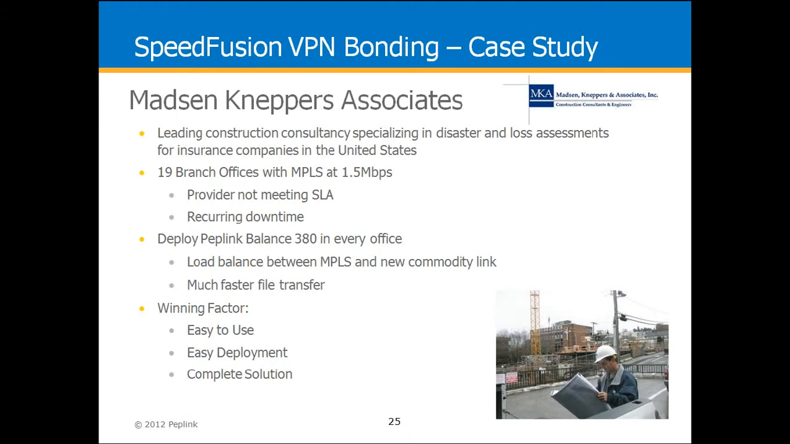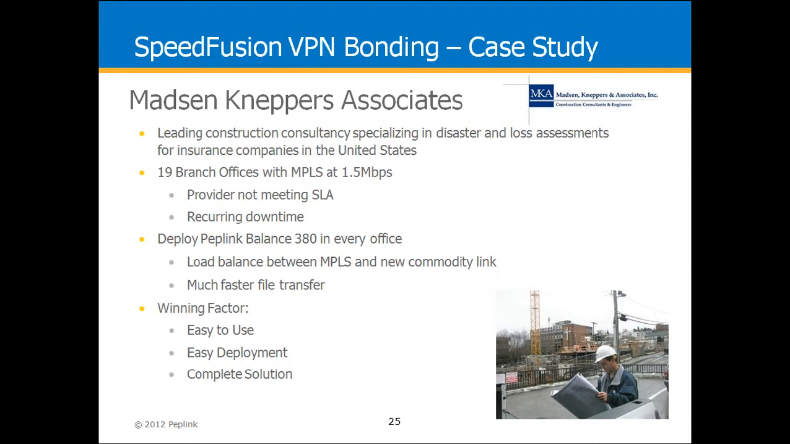SpeedFusion VPN bonding case study. Madsen Neppers, leading construction consultancy specializing in disaster and loss assessments for insurance companies all across the U.S. They had 19 branch offices using MPLS at T1 speeds. Provider wasn't meeting the SLA. They were getting downtime at various offices, and of course, with a single point of failure, bringing the network down, no business could get done.